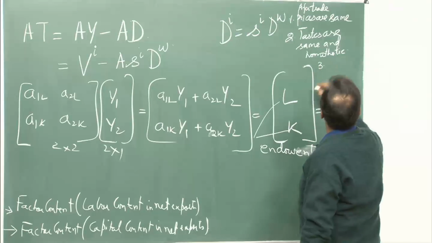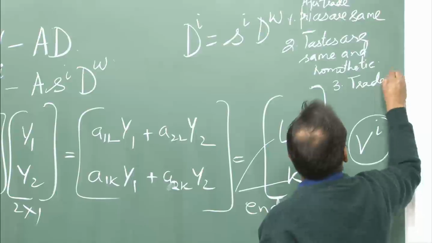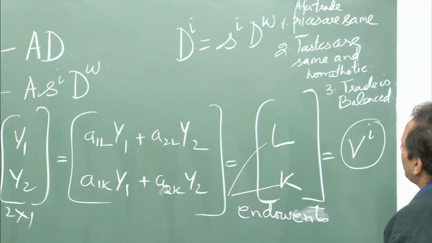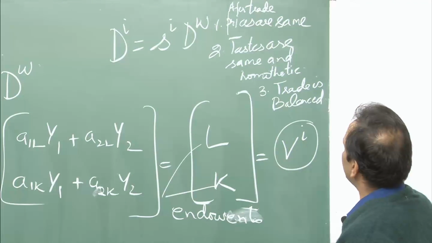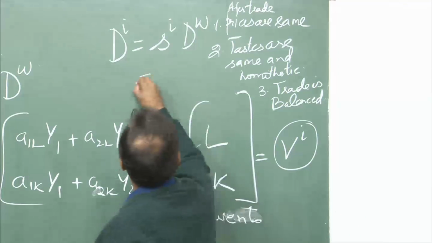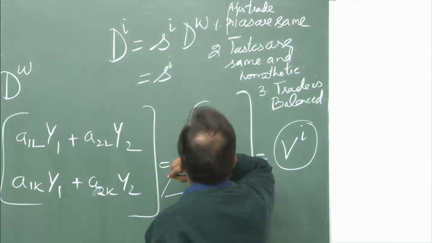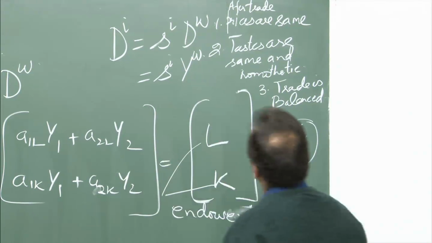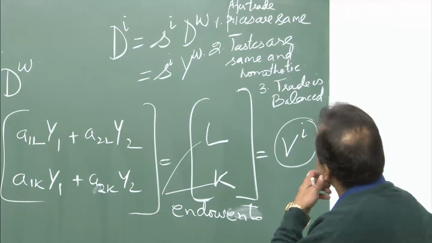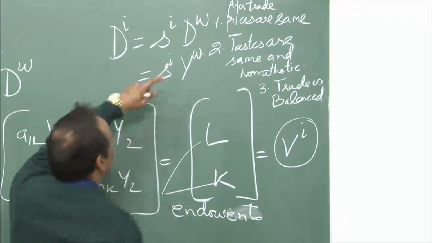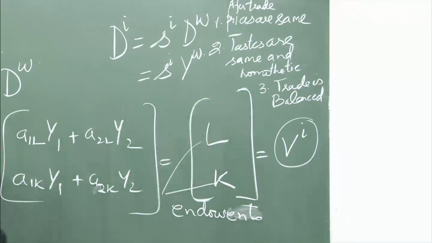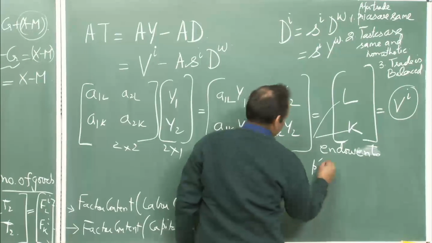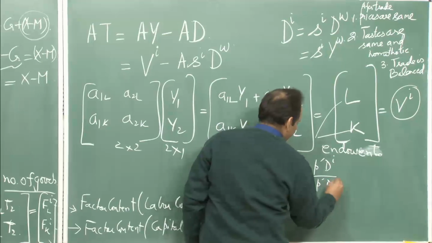And third, we assume that trade is balanced. If you assume this, then this can be written as Si = Yi/Yw. Why? Because please recall that if you assume these set of assumptions, then Si is P dash Di divided by P dash Dw.